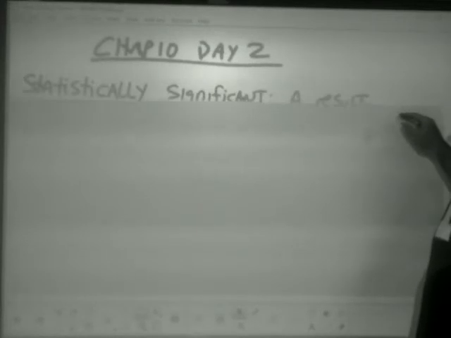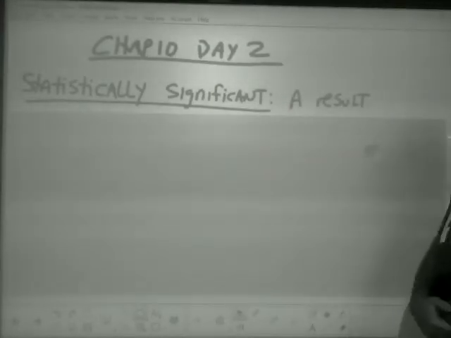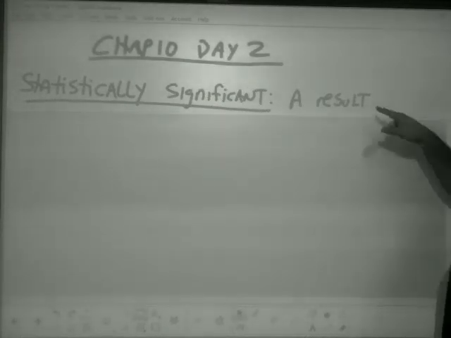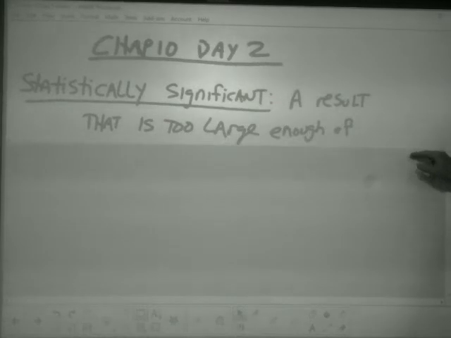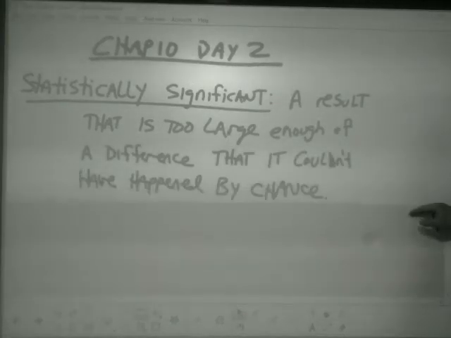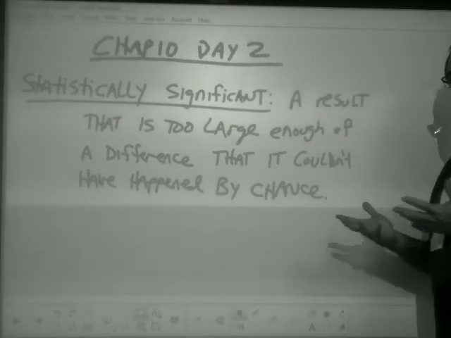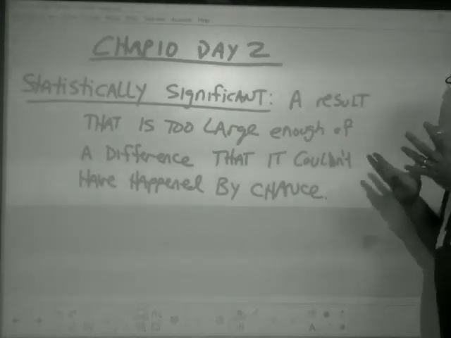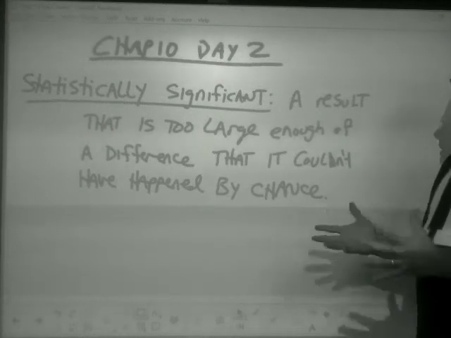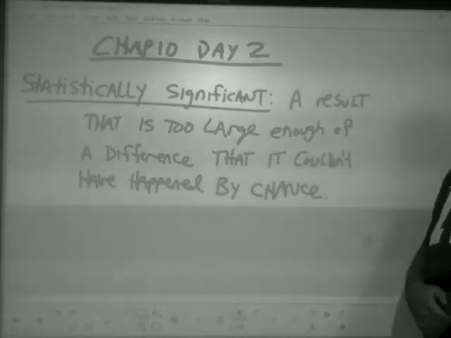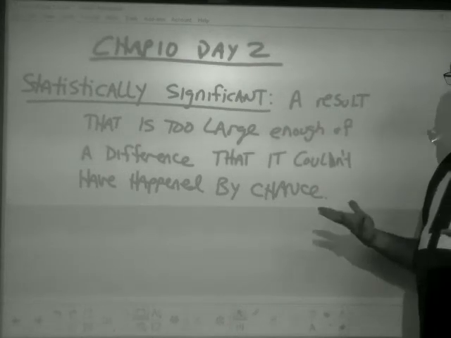So the first thing is, it's dealing with statistically significant results. Statistically significant: a result that is too large of a difference that it couldn't have happened by chance. So when they come up with their conclusions, if the results that they see couldn't have happened by chance, then they will say these are statistically significant results. There's just no way it could have happened by chance.